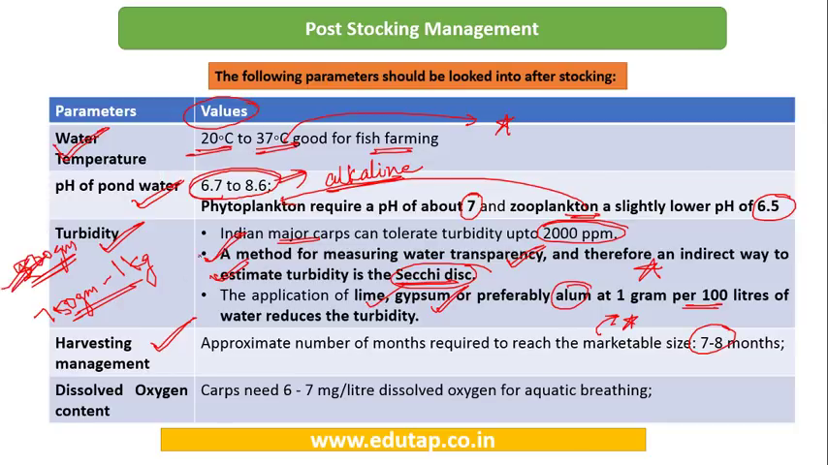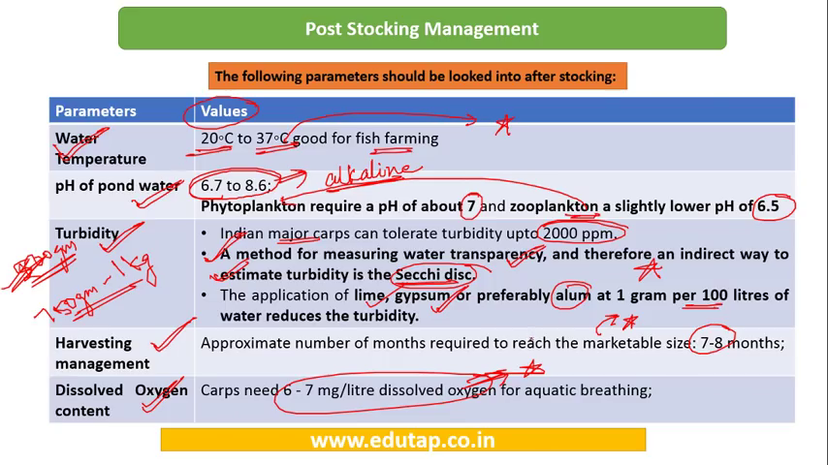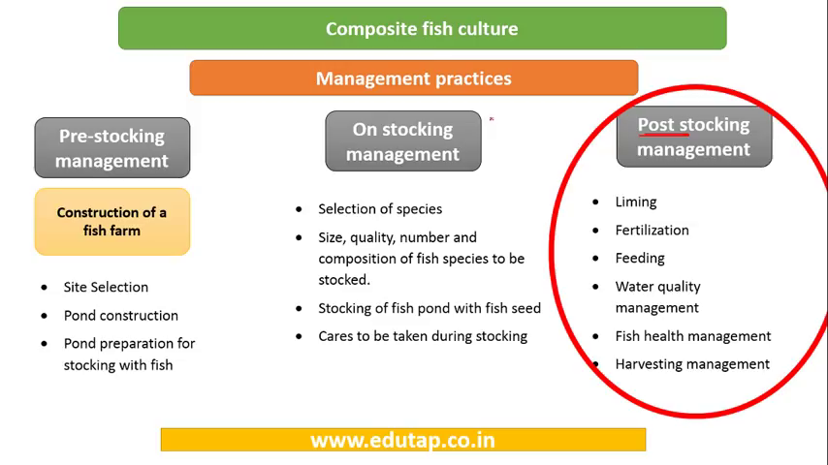Then you have dissolved oxygen content. Carps need 6 to 7 mg per liter of dissolved oxygen. This is again important, so try to memorize this data. Okay friends, today in this live session we have completed the composite fish culture management practices. Whatever tabular columns we have referred to are important for us, so kindly make sure that you revise them.